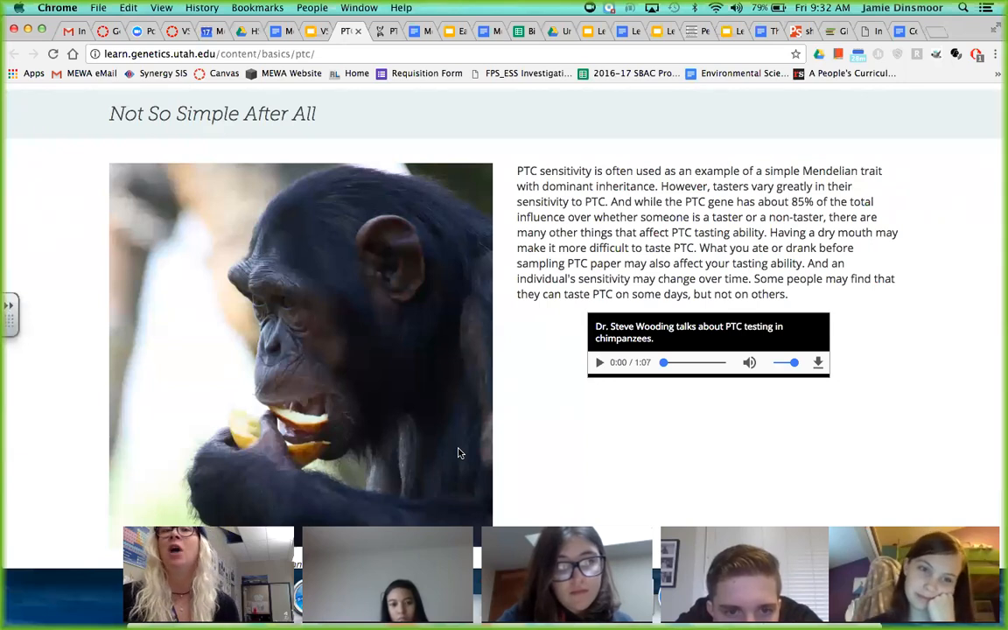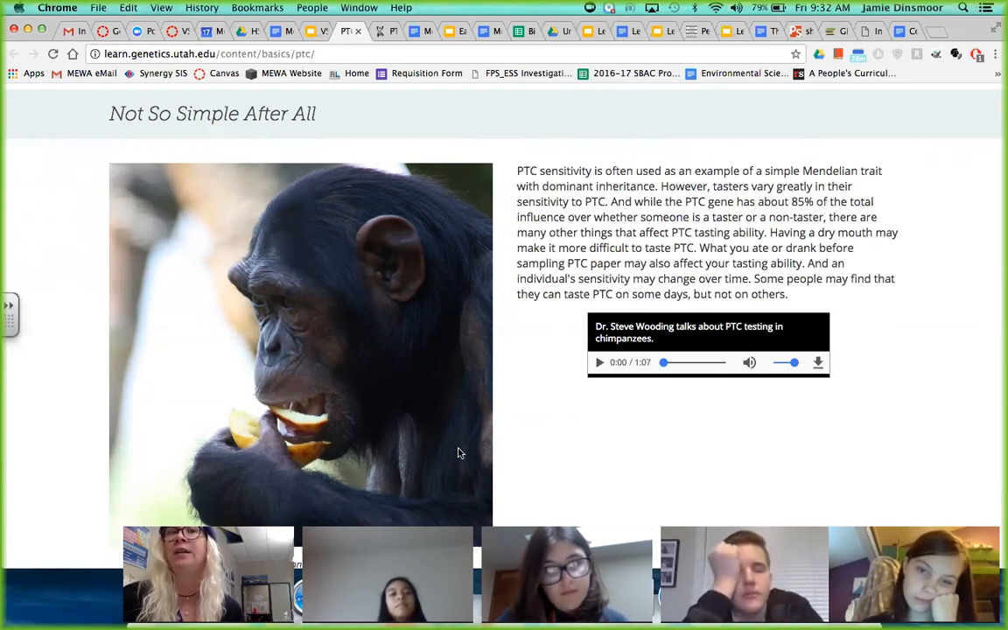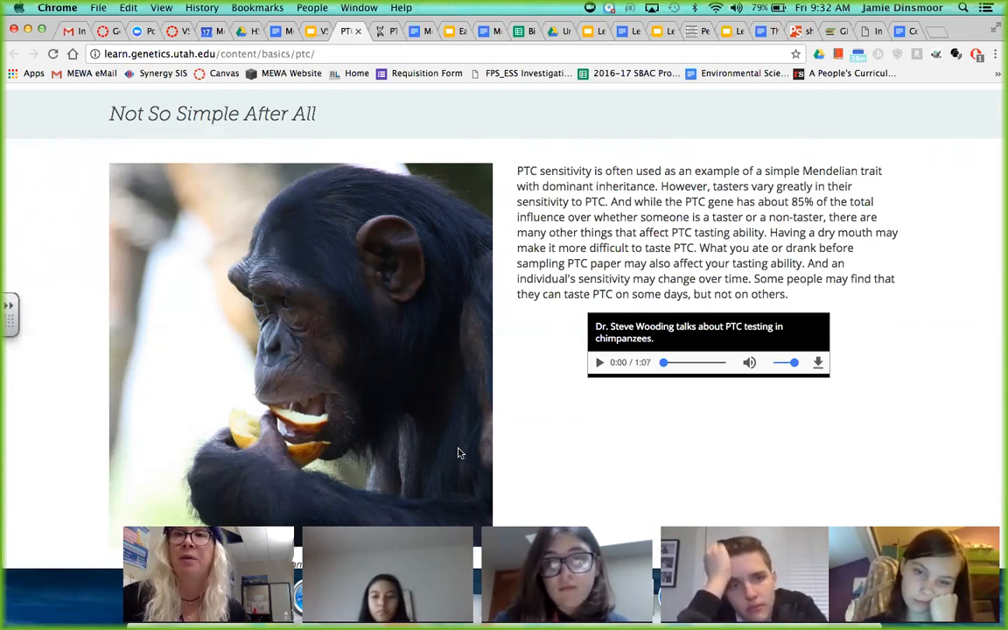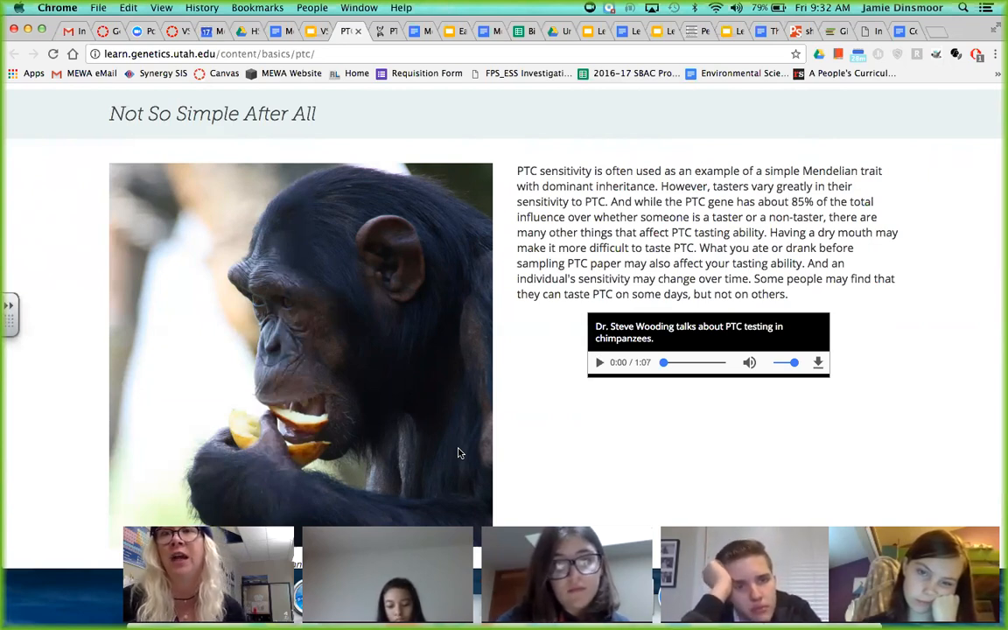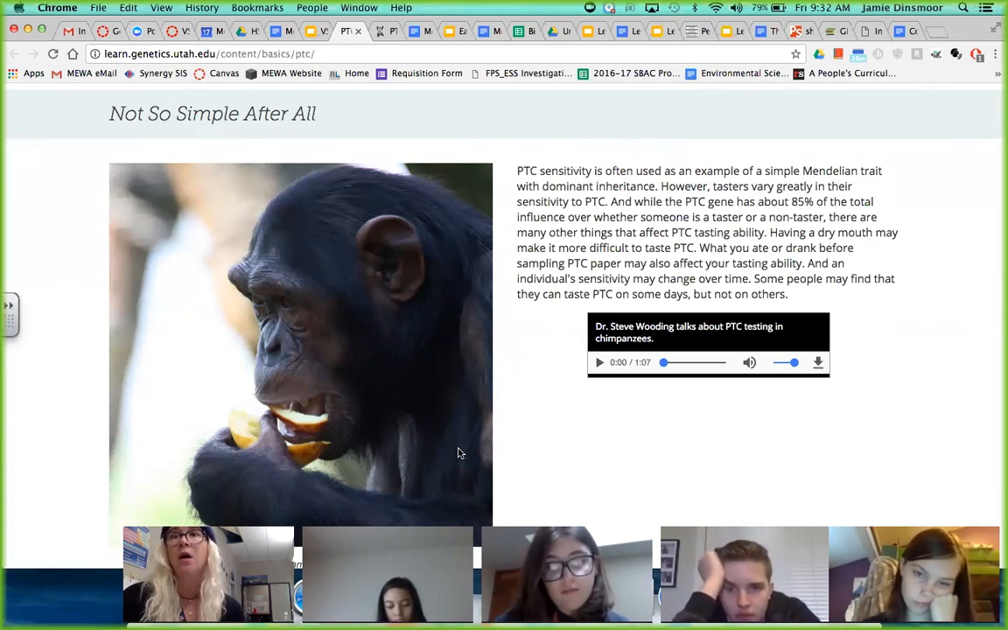PTC's sensitivity is often used as an example of a simple Mendelian trait with dominant inheritance. However, tasters vary greatly in their sensitivity. And while the PTC gene has about 85% of the total influence over whether someone is a taster or a non-taster, there are many other things that affect PTC tasting ability. Having a dry mouth, right? Your sensitivity can change over time.